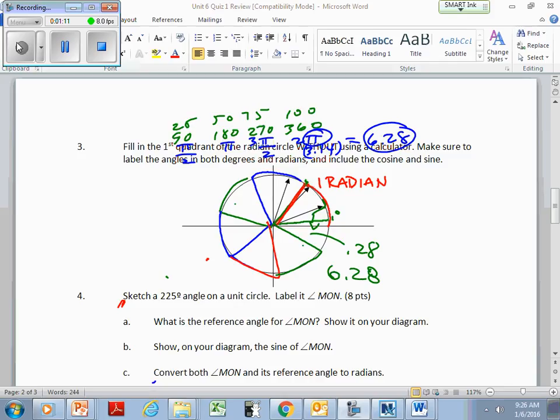One radian is bigger than 1 degree. As a matter of fact, 45 degrees is probably about here, so 1 radian is a little bit more than 45 degrees. I can see that, unless my drawing is off.